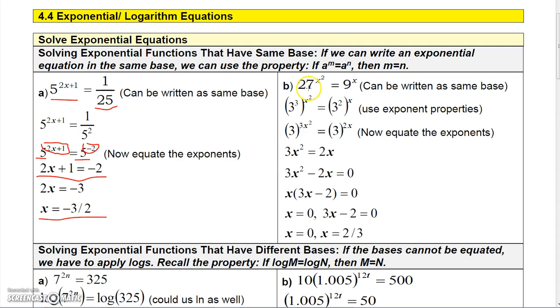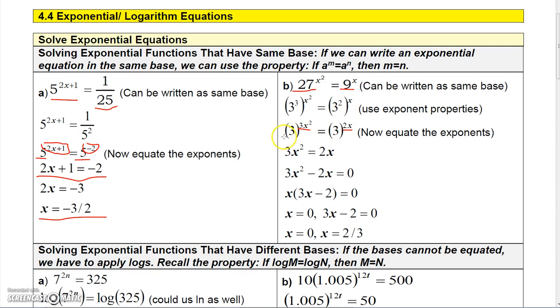Another example here is 27 to the x squared equals 9 to the x. Well, I can actually write 27 as 3 to a power, and I can write 9 as 3 to a power. 27 is 3 to the third power, and 9 is 3 to the second power. And then using my exponent properties, 3 to the third power raised to the x squared, I just multiply the exponents and I get 3 to the 3x squared. Same thing here, multiply the exponents and I get 3 to the 2x.